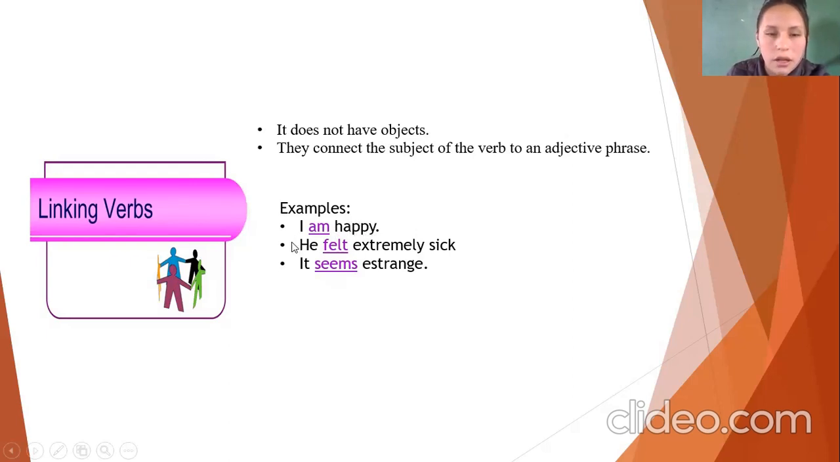Like the next example, he felt extremely sick. This adjective phrase is joined with the subject with the use of this linking verb felt. The last example is it seems strange. We have the subject, the linking verb, and the adjective phrase. If we realize, this type of sentence does not use an object.